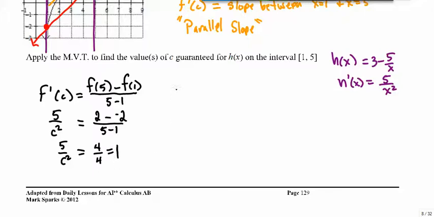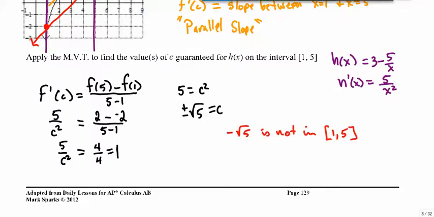And then just do some quick algebra, and I get 2 answers, plus or minus the square root of 5. All right, now only one of these we are allowed to use. Think about it for a moment. We're not allowed to use the negative square root of 5 because it doesn't fall in the closed interval 1 to 5. So the only C value that works is the square root of 5.